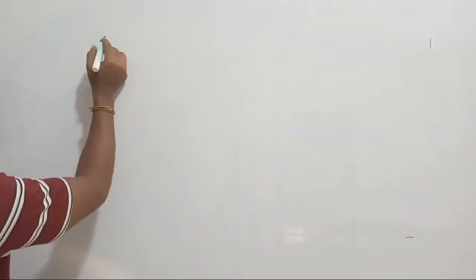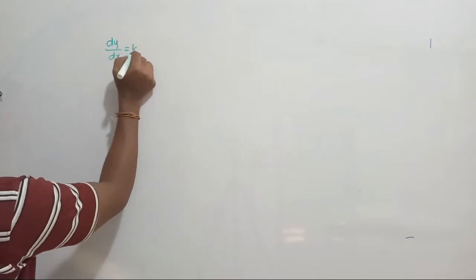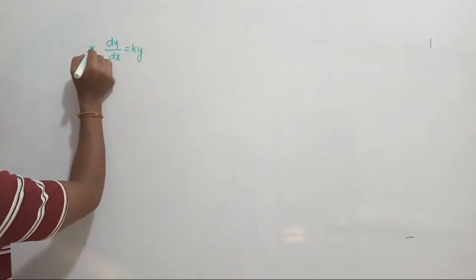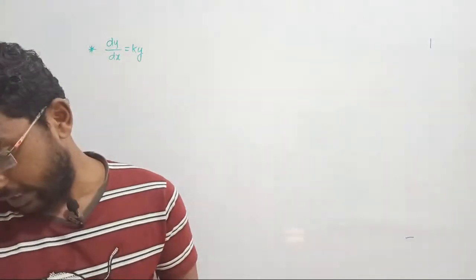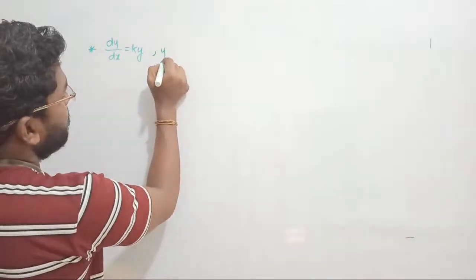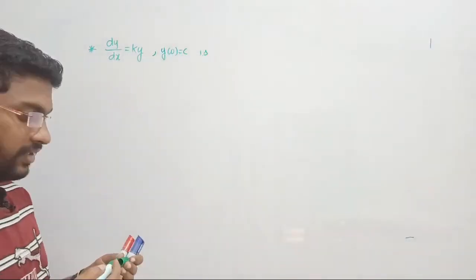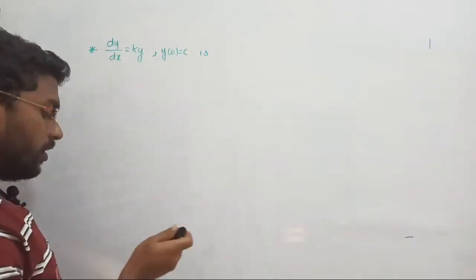The solution of the differential equation, right? The given question is dy upon dx equal to k into y. That is the given equation. The solution for the differential equation is what? And they have given some conditions: y of 0 equal to c. That is the question, right? Let's see what happens now.